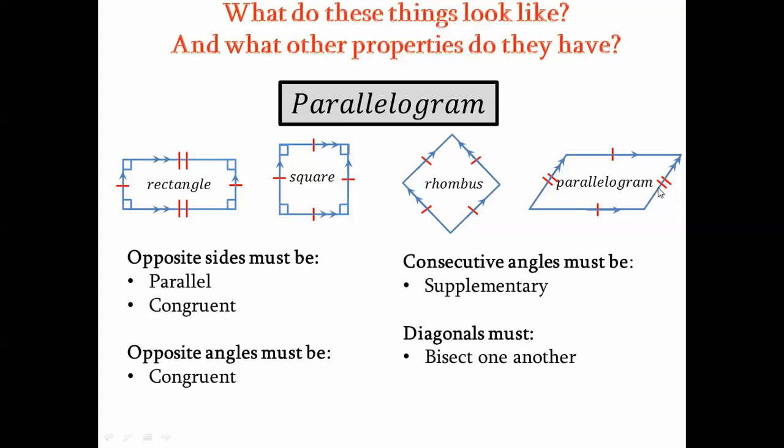Notice these angles don't have to be 90. What does have to be true, though, if we think back to our parallel lines cut by a transversal, is that these angles have to add up to 180. Because we're dealing with parallel lines and this is a transversal that comes through there, we have what we call consecutive interior angles. And those are supplementary.